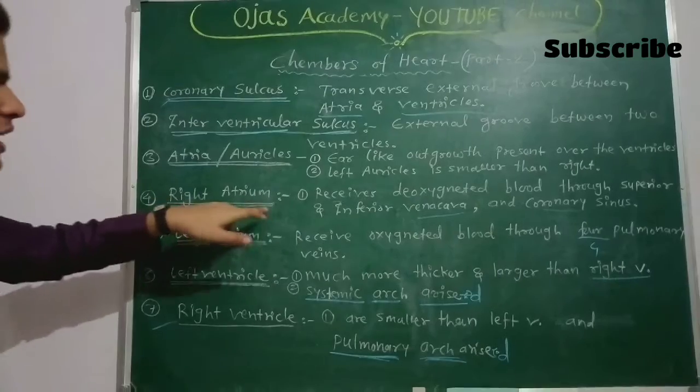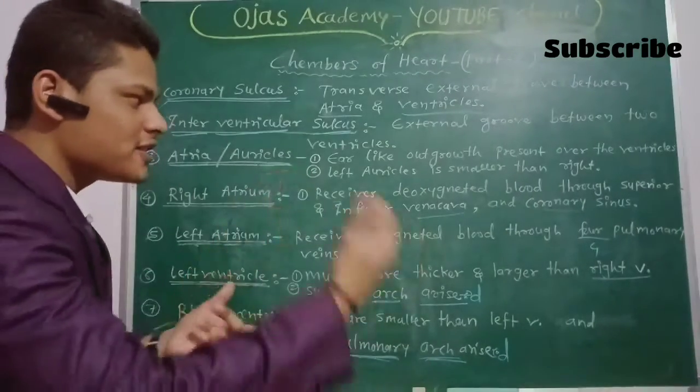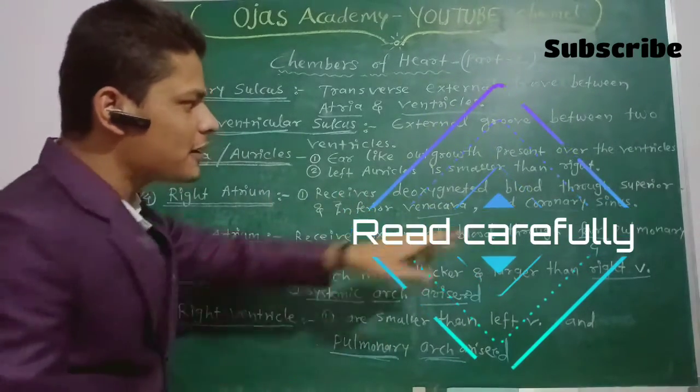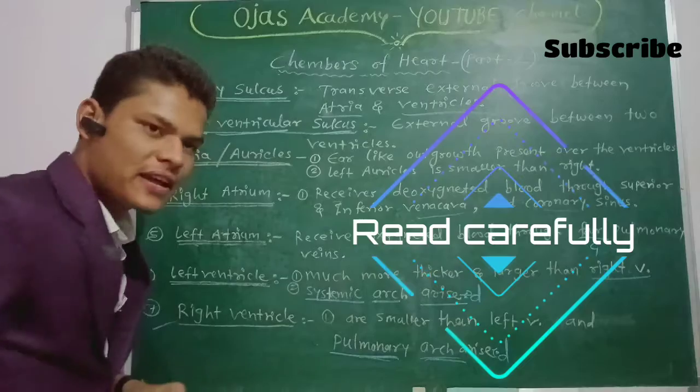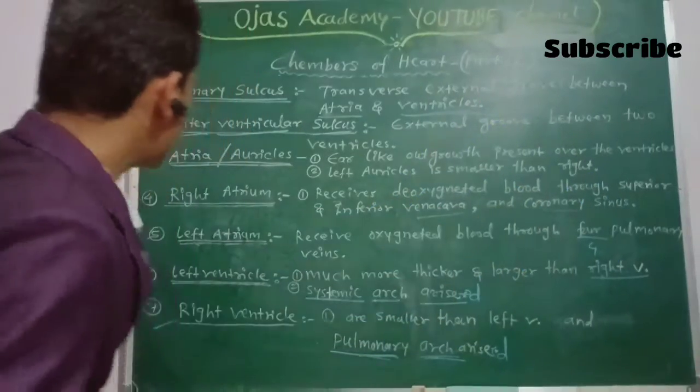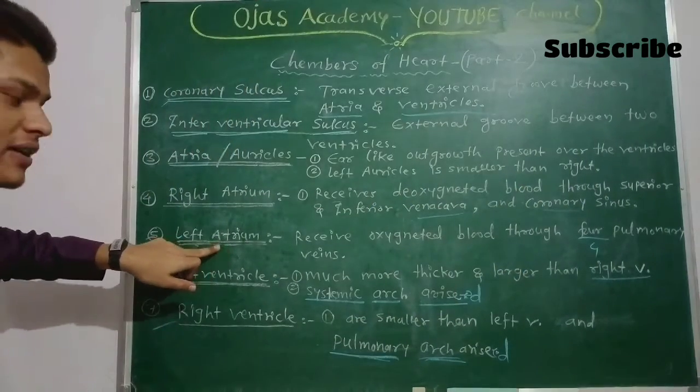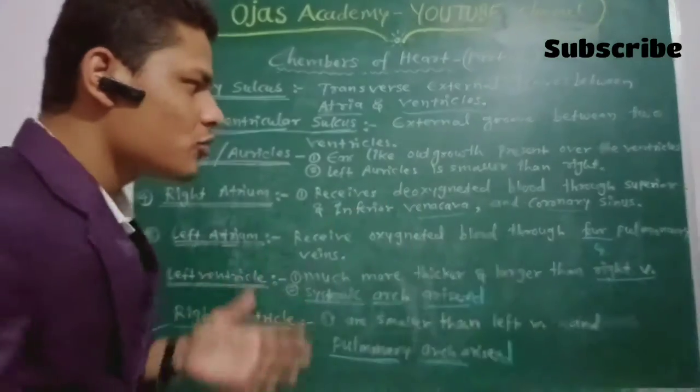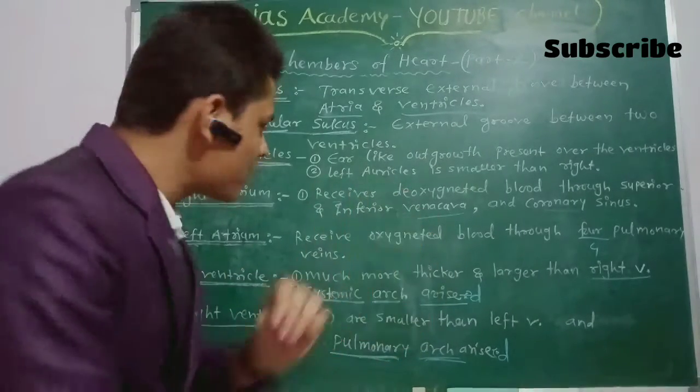What is the function of the right atrium? It receives deoxygenated blood through the superior and inferior vena cava and coronary sinus. What is the function of the left atrium? It receives oxygenated blood through four pulmonary veins.